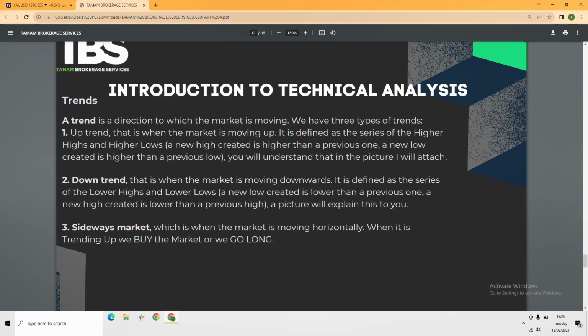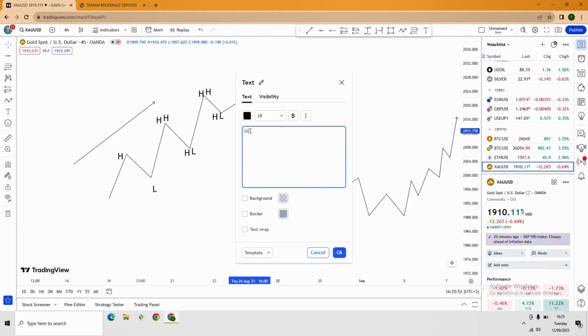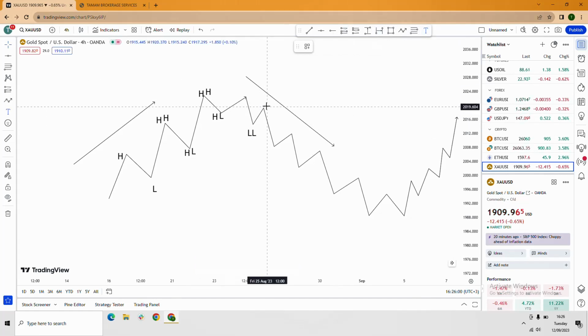A new low created is lower than the previous low, and a new high created is lower than the previous high. So all the lows you're seeing, this is a new low created, is lower than the previous low. So this gets to be our lower low. Okay, after creating that lower low, price pushes to the upside to create now our lower high.